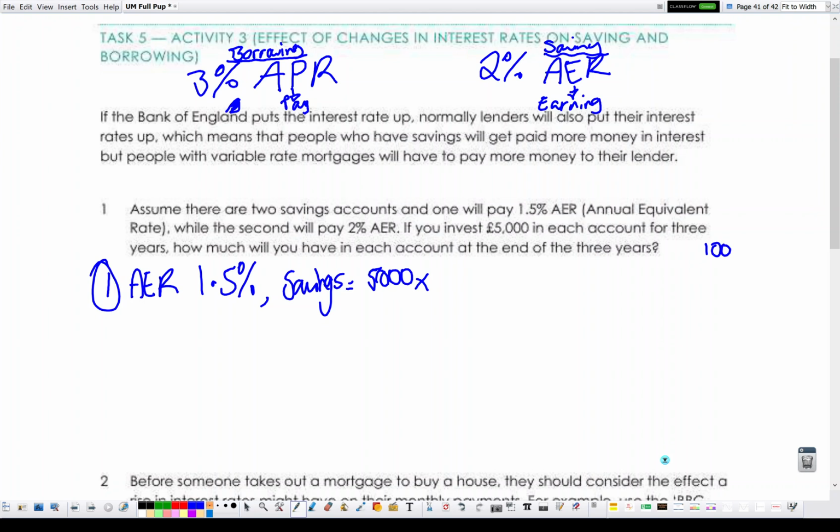Remember, it's 100 plus 1.5 equals 101.5%. What is that as a decimal? Divide it by 100, so 1.015. So we're just moving that decimal point back 2 places. So it's 5,000 times 1.015. Now that would be the final value after just 1 year. I'm after 3 years, so I'm doing this to the power of 3.